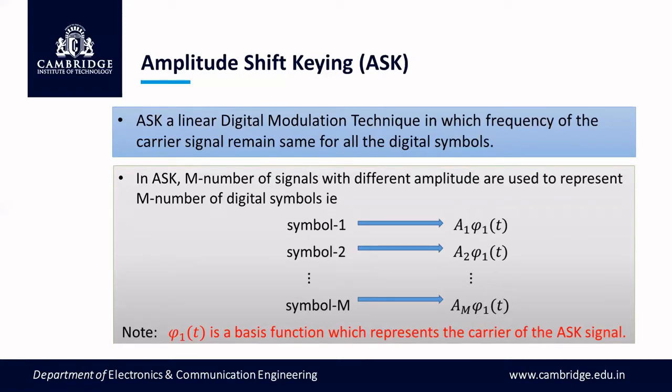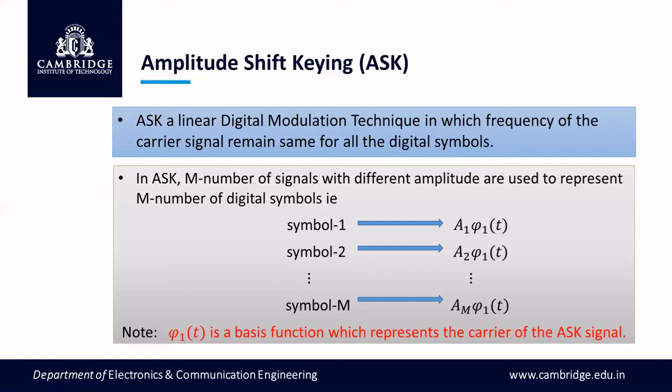If the symbols are M in number, then this technique ASK is called M-ary ASK. If M equals 2, that means two symbols are there, then the ASK is called binary ASK. So M represents the number of digital symbols to be transmitted with the help of the carrier signal. This carrier signal is also called the basis function.